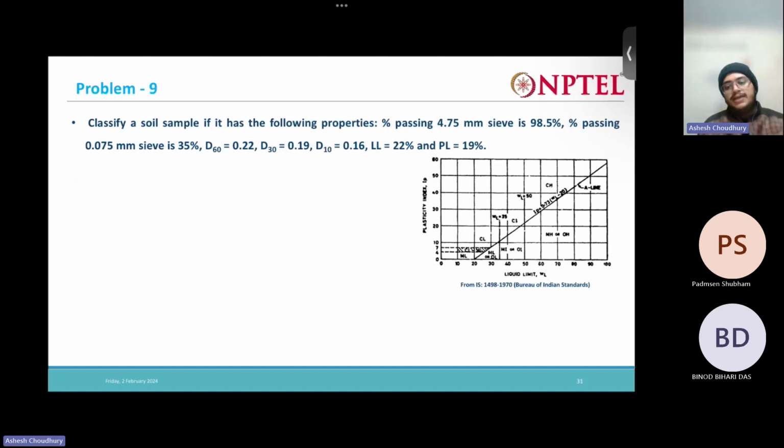Now let us come to Problem 9. Classify a soil sample if it has the following properties. Percentage passing 4.75 sieve is 98.5%. Percentage passing 0.075 sieve is 35%. D60, D30, D10 are given, and liquid limit and plastic limit are given. Let us try to solve this. Just try once, step by step.